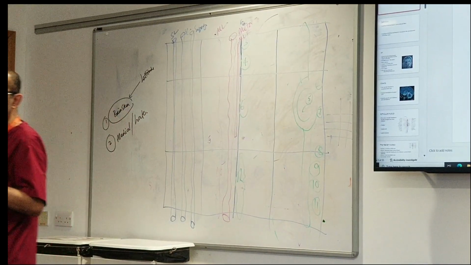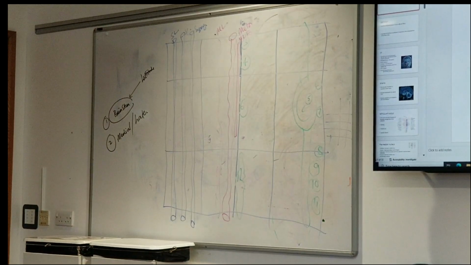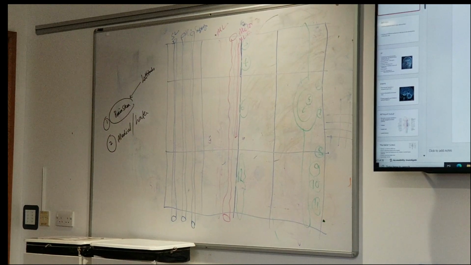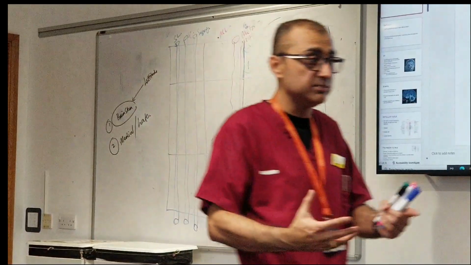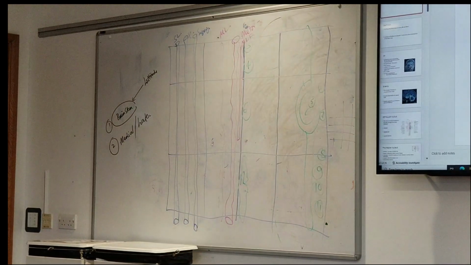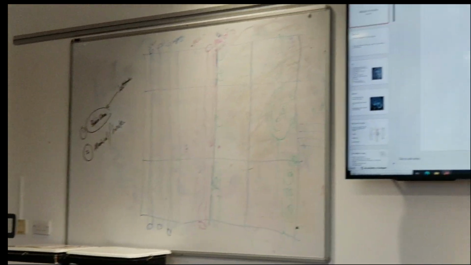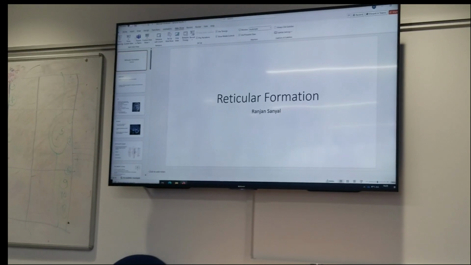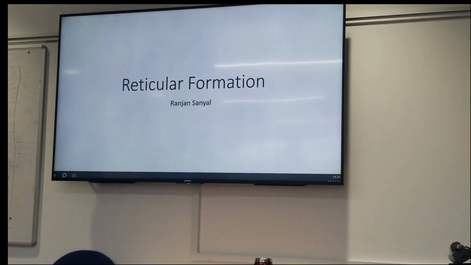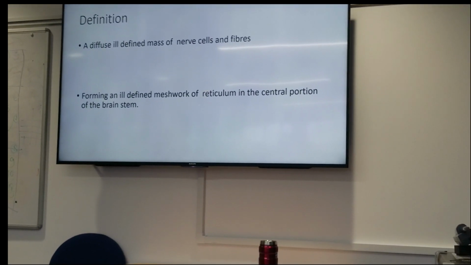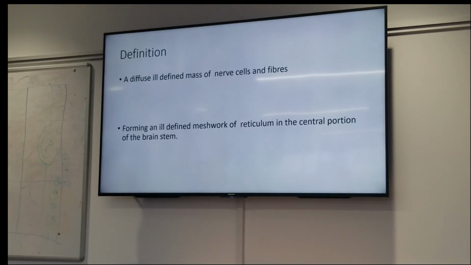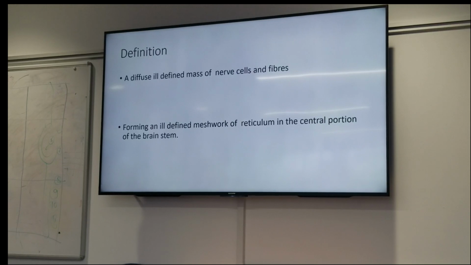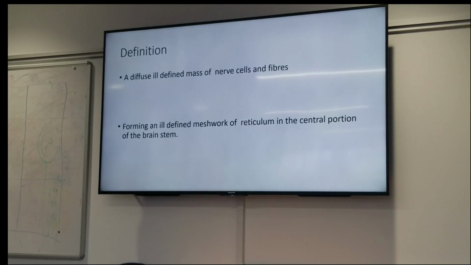Apart from these tracts and nuclei, there are other tracts and nuclei which we don't name individually. They are together called the reticular formation, which is in the brainstem as well. It is an ill-defined mass of nerve cells and fibers forming an ill-defined meshwork of reticulum in the central portion of the brainstem.